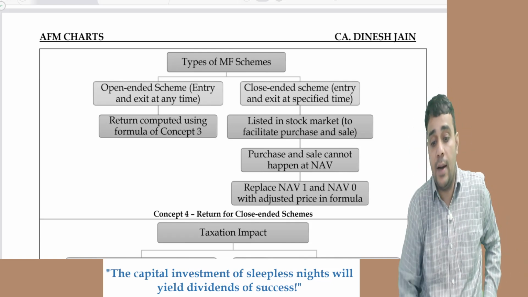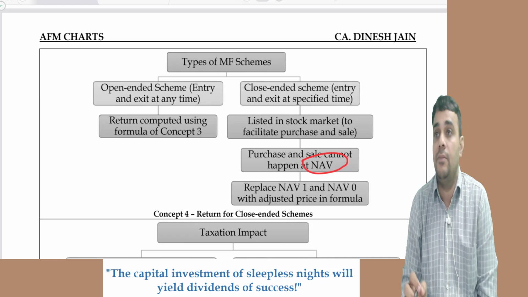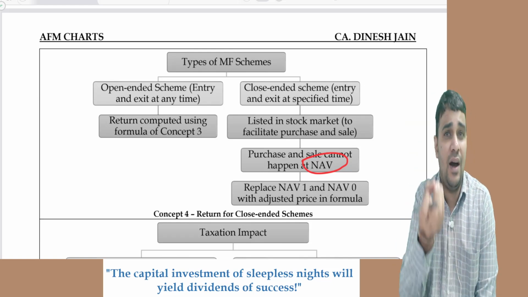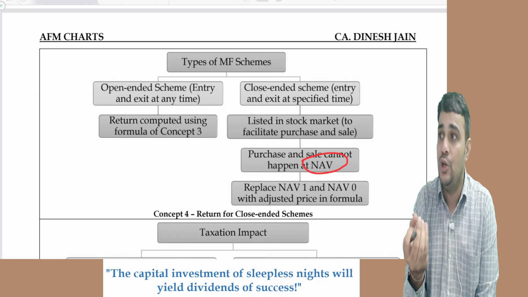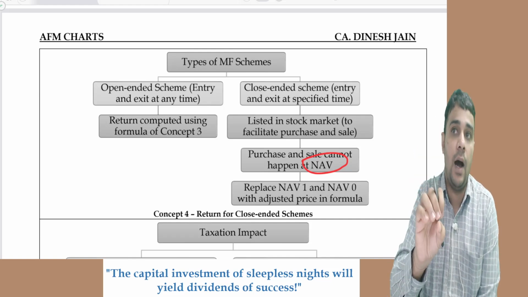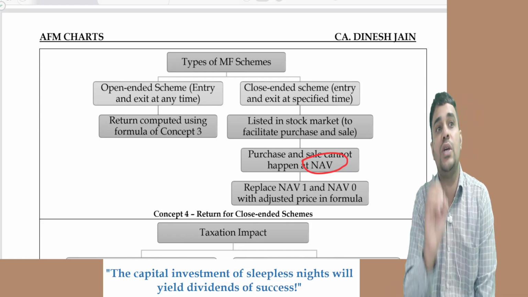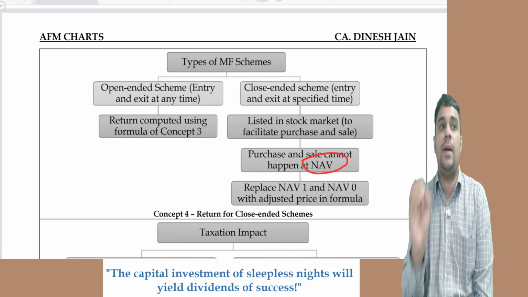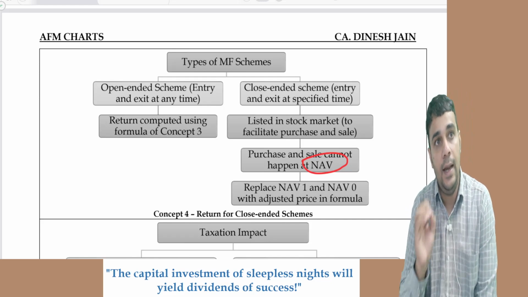In the stock market, the purchase and sale cannot happen at the NAV. Then what rate will it happen? It can be slightly more than NAV or slightly less than NAV because market trading happens. In the trading, you may end up paying slightly more or slightly less. So for a close-ended scheme, you should use in the formula P1 minus P0, which can be different from NAV1 minus NAV0.